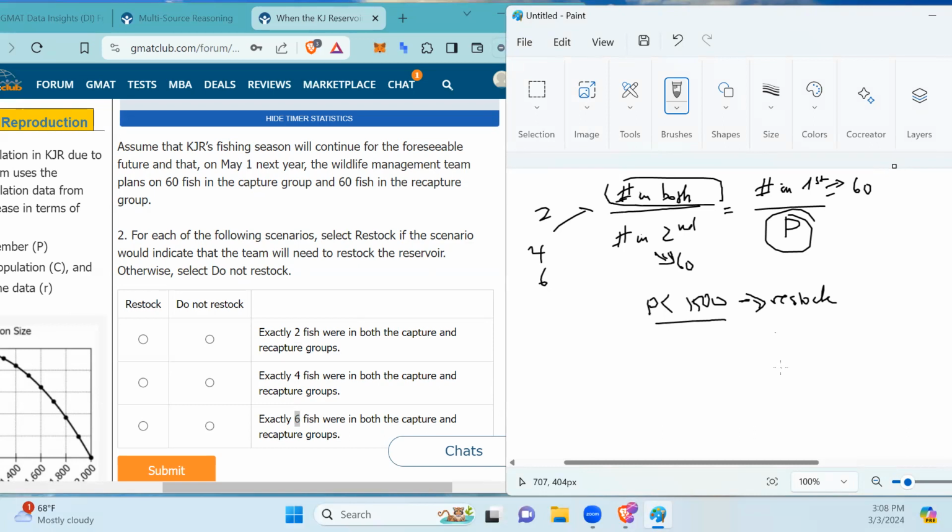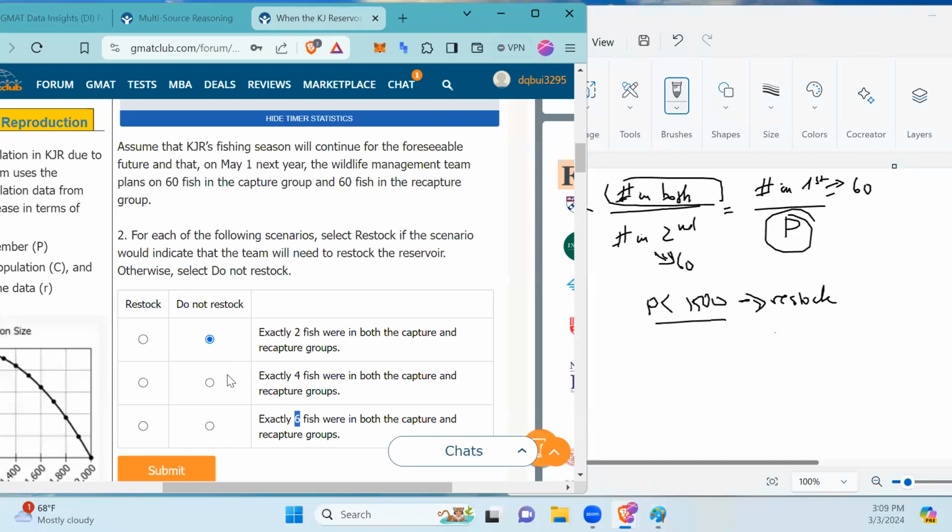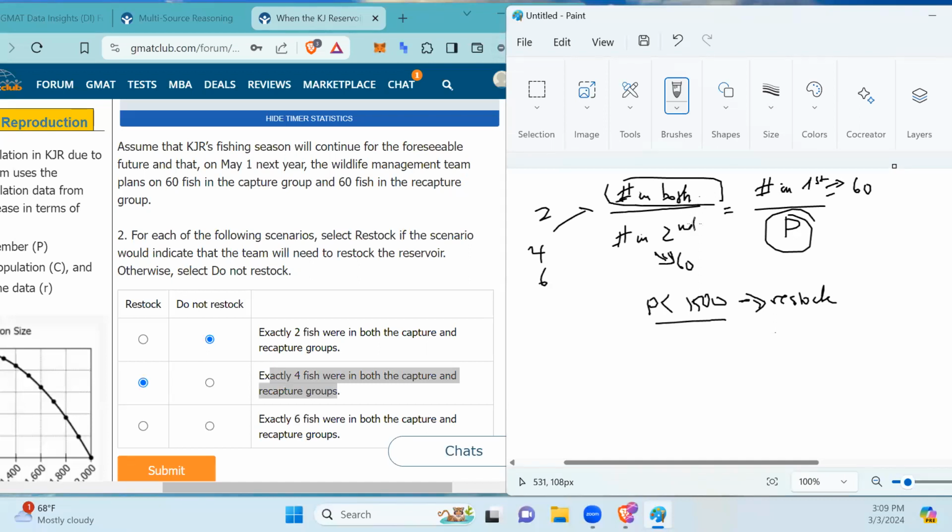Okay, so you plug in the numbers, and what do you find? For the first one, I had 1,800. So we don't restock for this first statement. What about the second one? 900. Restock. Okay, so let's stop here. We know that with 4 fish in both groups, we're gonna have to restock. Then do we need to calculate for 6 fish in both groups?